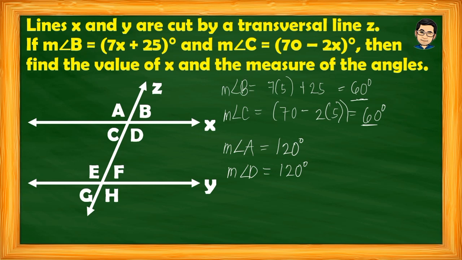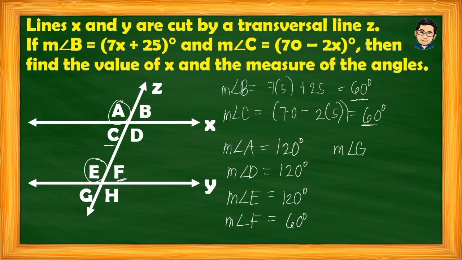Now, for angle E, so for angle E, the measure is also 120 degrees. So, what will be the reason? Angle A and angle E are corresponding angles, and corresponding angles are congruent. Now, what about angle F? So, the measure of angle F is 60 degrees. So, what could be the reason na ang sukat ng angle F is 60 degrees? It's because angle C and angle F are alternate interior angles. So, if the measure of angle C is 60, the measure of angle F is also 60 degrees. They are congruent.